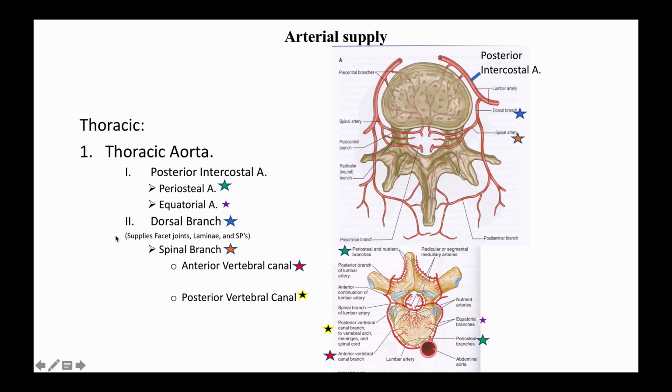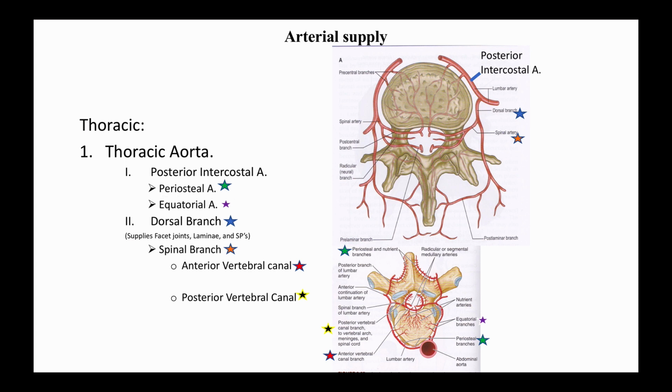So we'll be keeping an eye out for the posterior portions of the vertebrae: facets, lamina, spinous process. That's from the dorsal branch, so that makes sense. And then the posterior intercostal artery will give off a periosteal artery and an equatorial artery, which are going to be supplying more to the actual periosteum, which is the connective tissue wrapping of the bone.